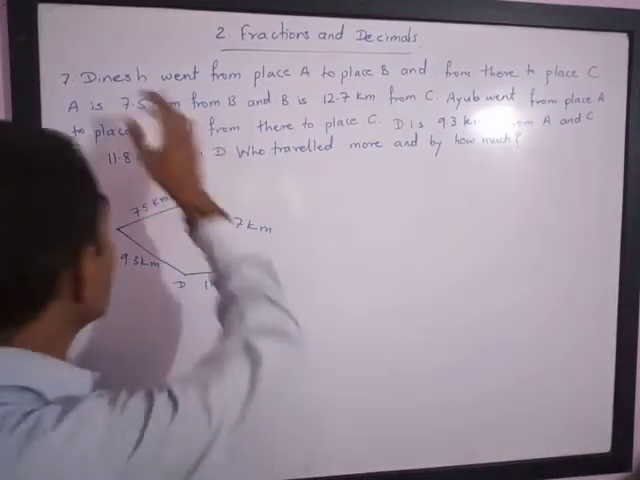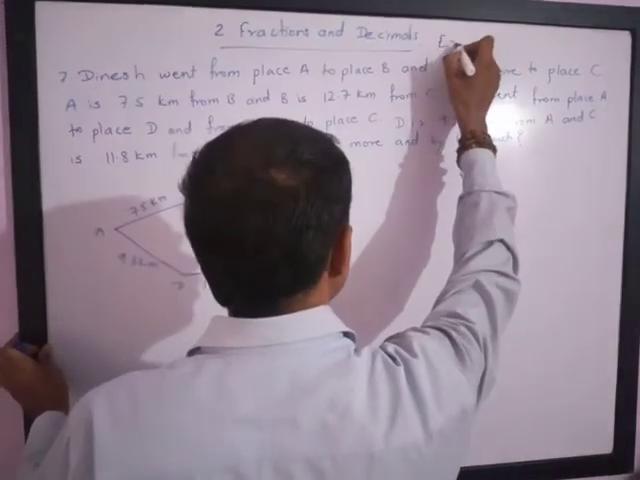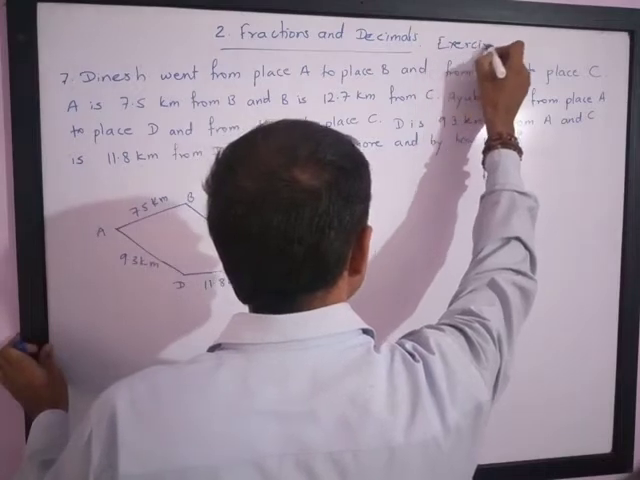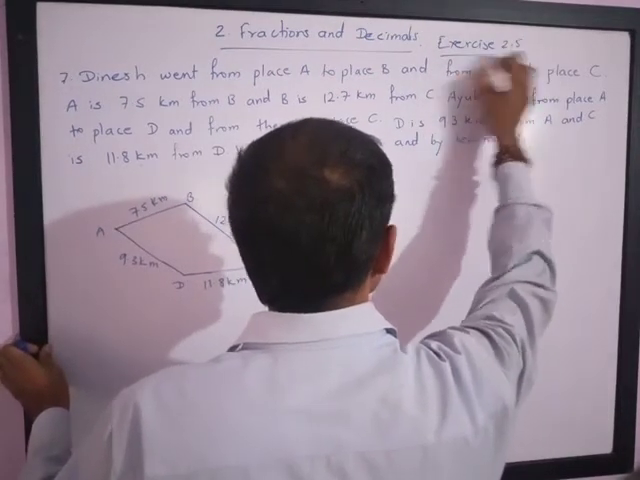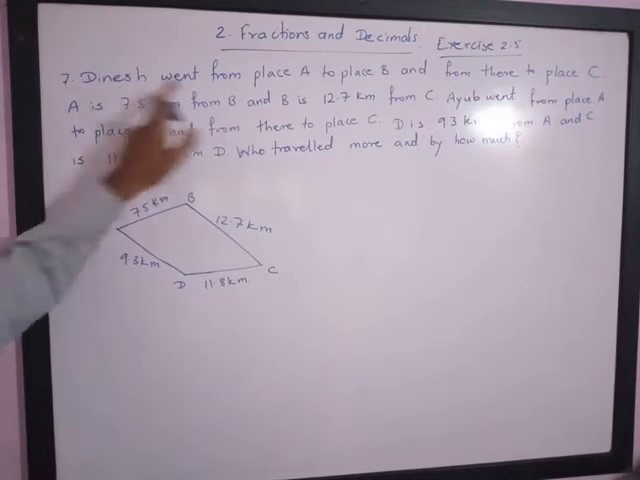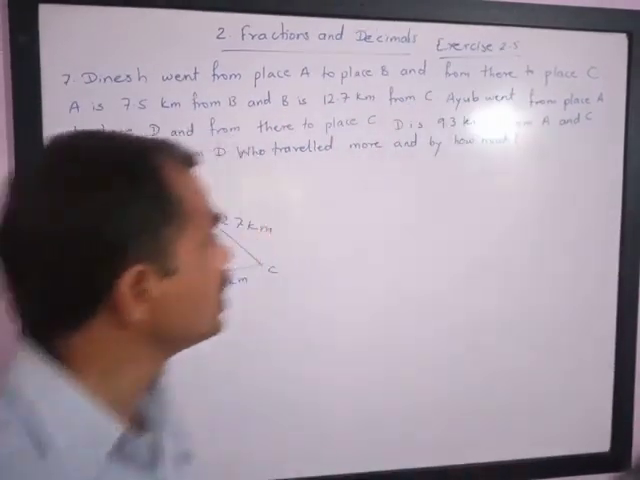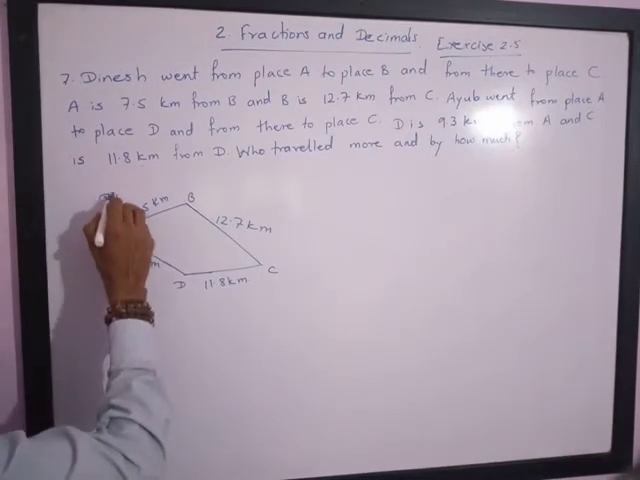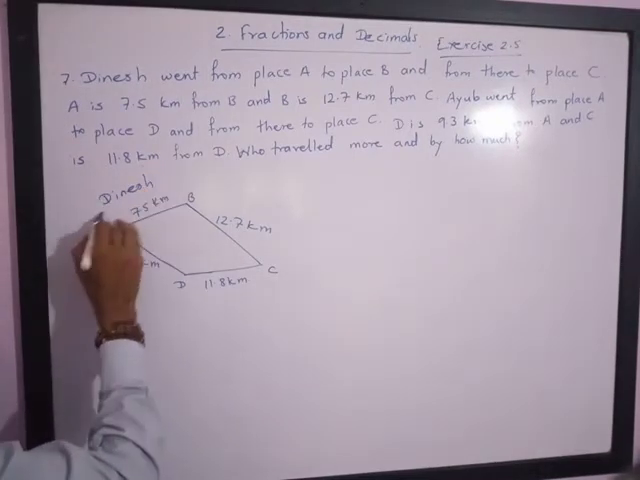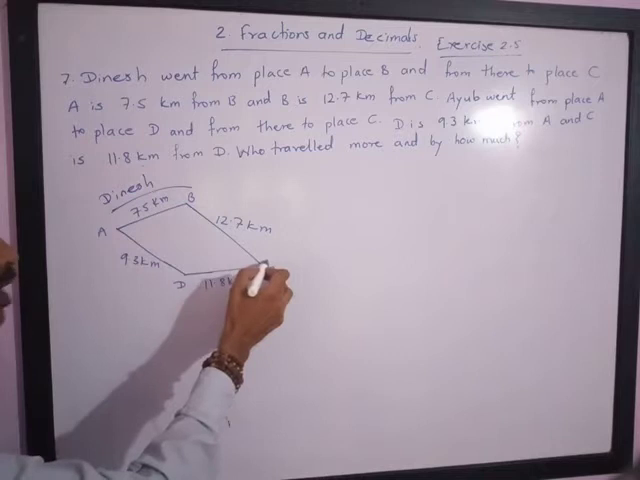Let us go to exercise 2.5. We are solving exercise 2.5. Seventh question. Dinesh went from place A to place B and from there to place C. So Dinesh went this way, from A to B and from B to C.